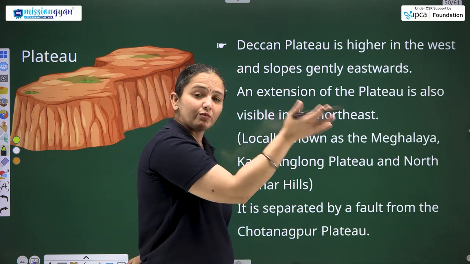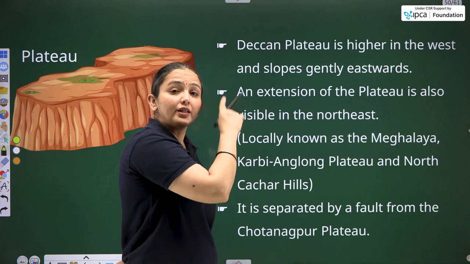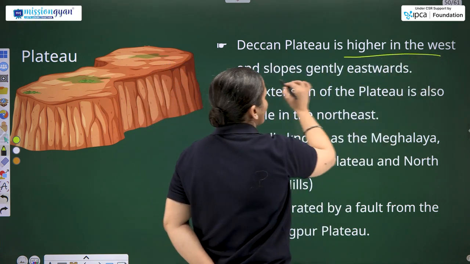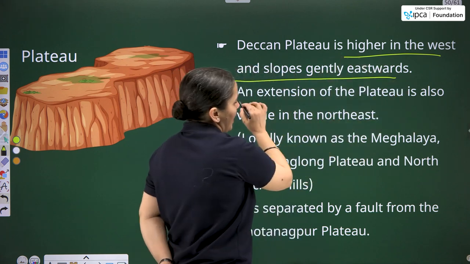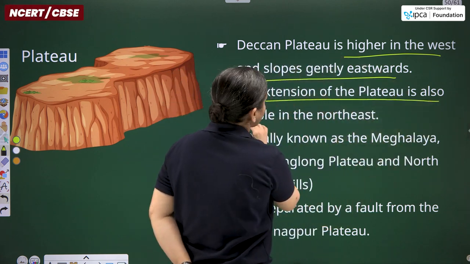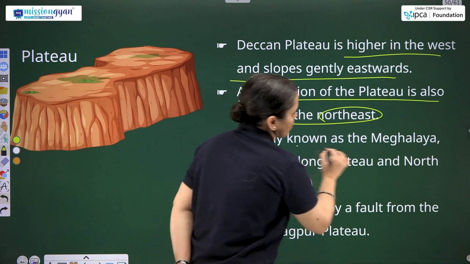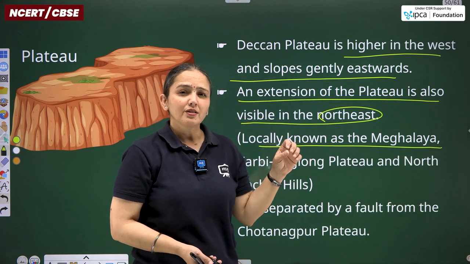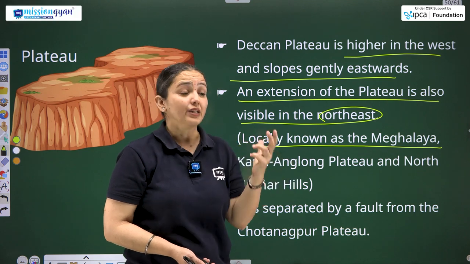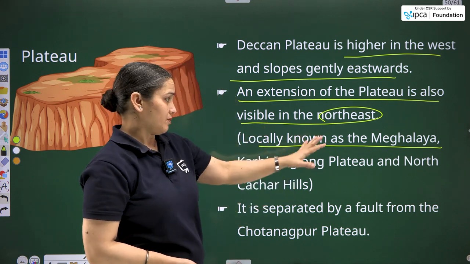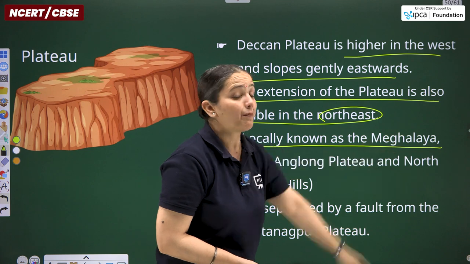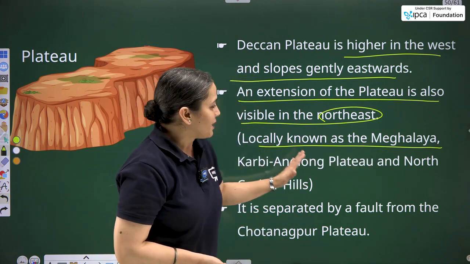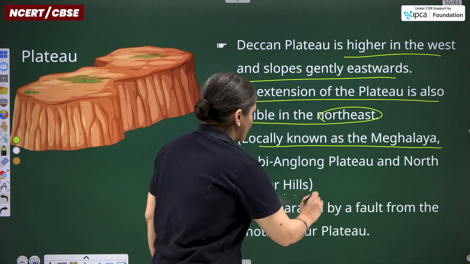Now we are talking about the width. We had the discussion about the width of the Central Highland. Now we are talking about the Deccan Plateau. It's higher in the west and slopes gently eastward. An extension of the plateau is also visible in the northeast, locally known as Meghalaya. So the Central Highland extension is also known as Baghelkhand and Bundelkhand, and the Deccan Plateau's eastward extension is also known as Meghalaya, one of the seven sisters of the northeastern states. Karbi Anglong Plateau and North Cachar Hills comprise this region.